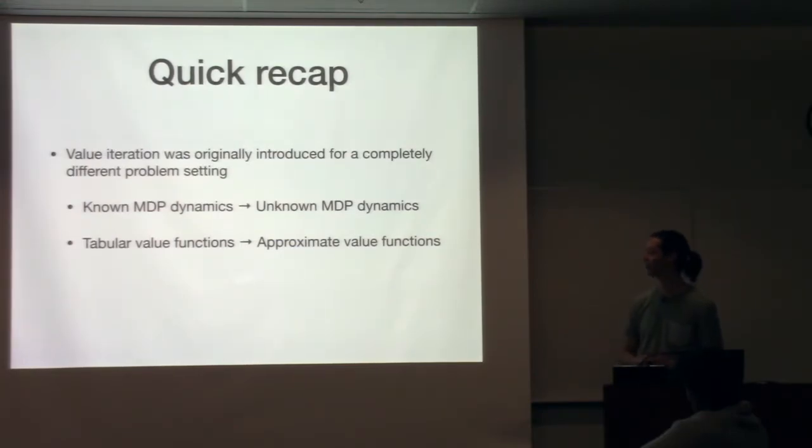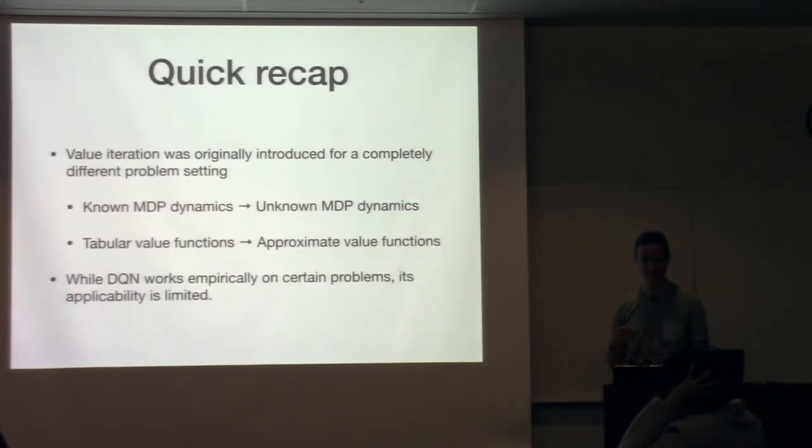And then in the original setting, we have tabular value functions that were able to express the action value for each state and action, whereas now we have some approximation where we might have infinitely many states, or we might not even be able to tell which state we're in because the observation isn't giving us enough information. So the problem is totally different. And this means that while DQN works empirically sometimes, there isn't a guarantee that it's going to work when you move from one problem to another.